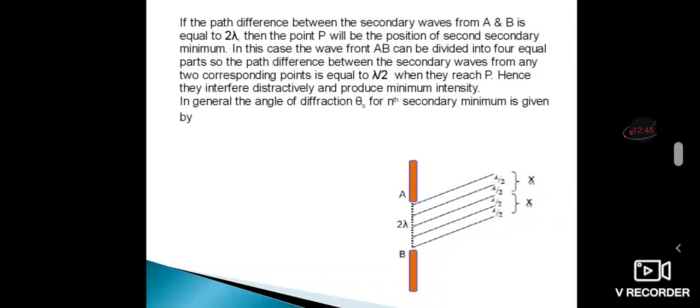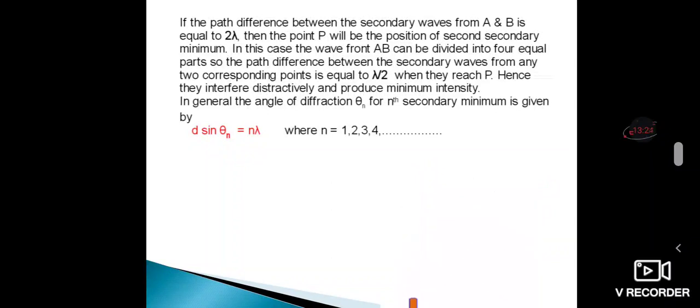Therefore, in general, the angle of diffraction theta n for the nth secondary minimum is given by d sin theta n equal to n lambda, where n is equal to 1, 2, 3, 4 and so on. If you substitute n as 1, it is lambda, and for lambda also we get minimum intensity. If n equals 2, it is 2 lambda, then 3 lambda, 4 lambda, and so on. All these values give minimum intensity at point P. So this is for minimum intensity.